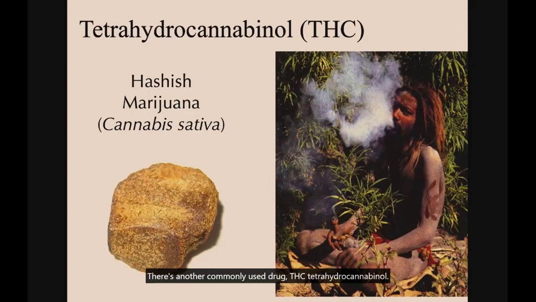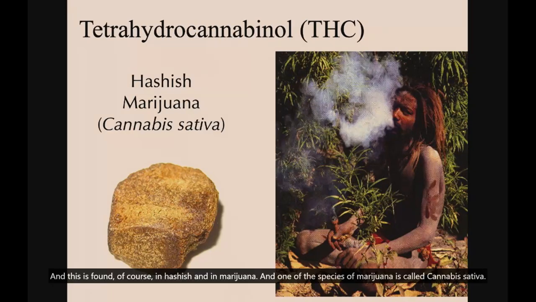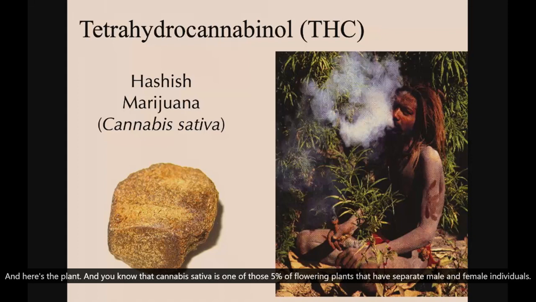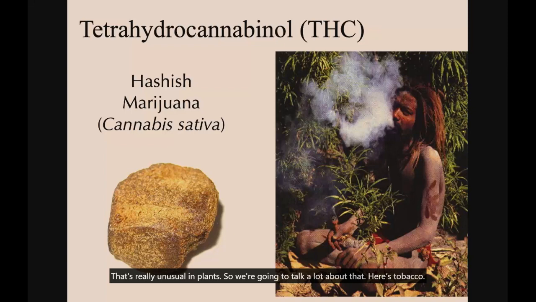Here's another commonly used drug, THC, tetrahydrocannabinol. And this is found, of course, in hashish and in marijuana. And one of the species of marijuana is called Cannabis sativa. And here's the plant. And you know that Cannabis sativa is one of those 5% of flowering plants that have separate male and female individuals. That's really unusual in plants, and we're going to talk a lot about that.